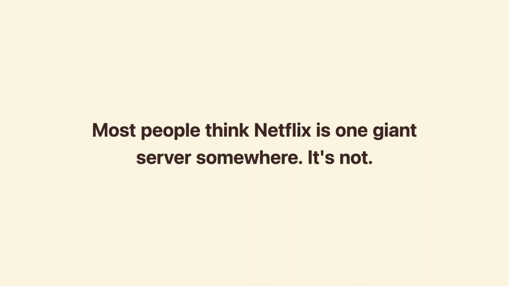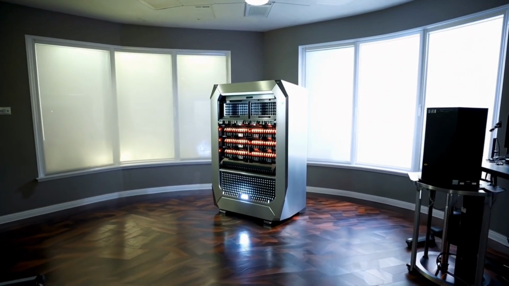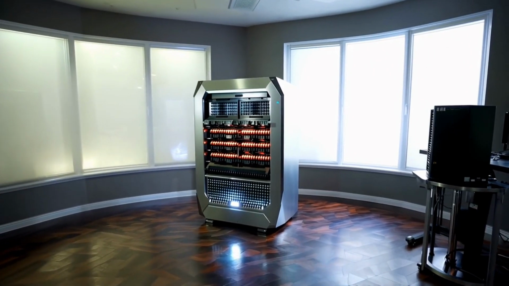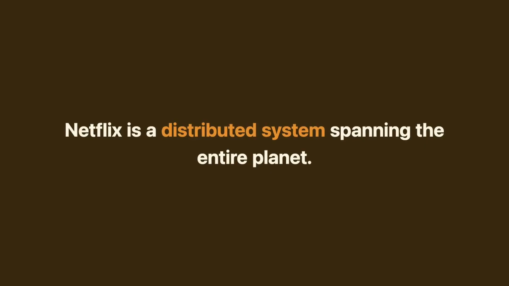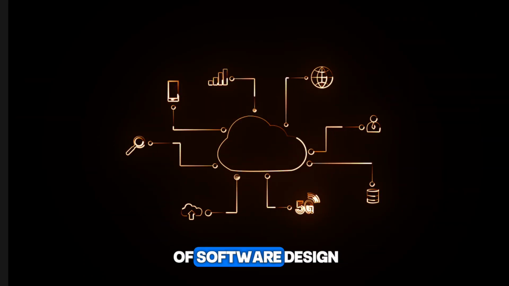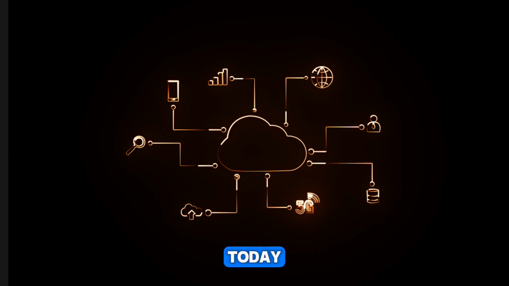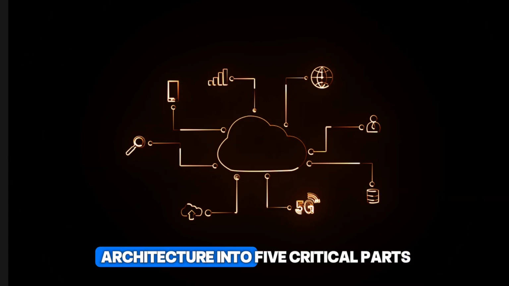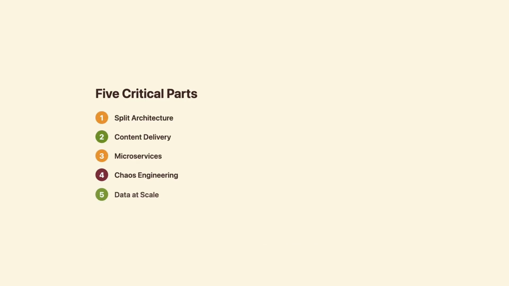Most people think Netflix is one giant server somewhere. It's not. Netflix is a distributed system spanning the entire planet, and the architecture behind it breaks every traditional rule of software design. Today we're breaking down Netflix's architecture into 5 critical parts.